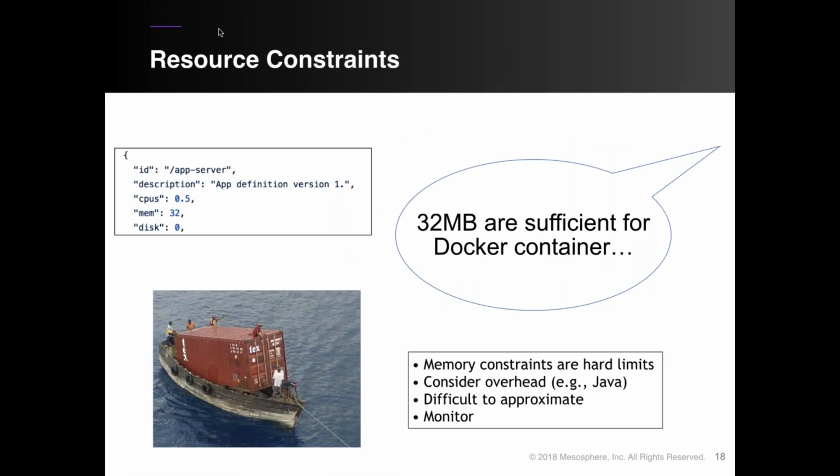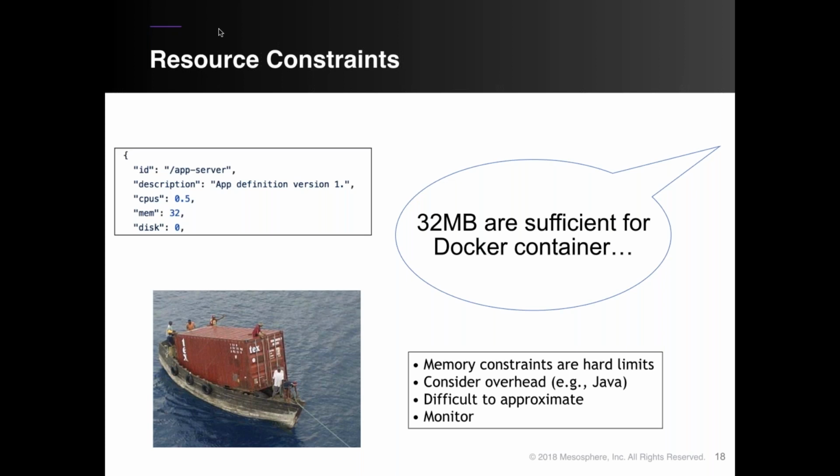Resource constraints. Resource constraints are one of those hard things to pick. They basically tell how much maximal resources are available for your server. And here, if I'm starting an app server with half a CPU, 32 megabytes of RAM, and this is running in a Docker container, this is probably too little, because Docker alone probably will use more memory than that, especially if it's using an Ubuntu image. Keep in mind that those memory constraints are hard limits, and don't set them too low either.